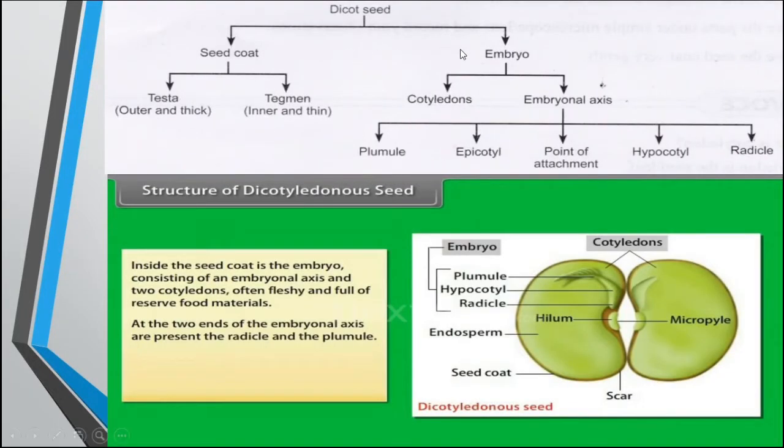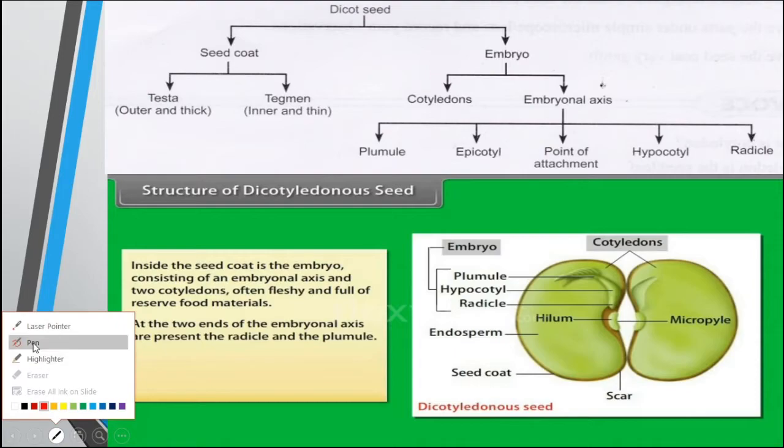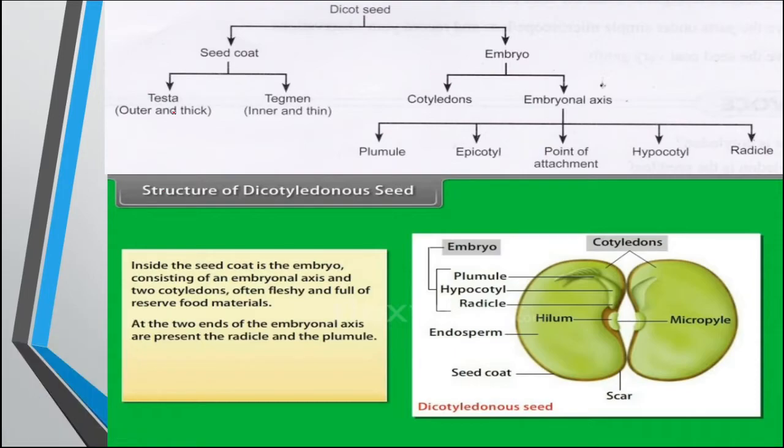Here you can see different parts of the dicot seed. It is divided into two parts. First is the outer seed coat having two layers, outer testa which is thick and inner tegmen which is thin. The embryo has two cotyledons and the embryonal axis. Now, the embryonal axis will give rise to the plumule, epicotyl, and at the point of attachment, the hypocotyl towards the lower side will give rise to the radicle.